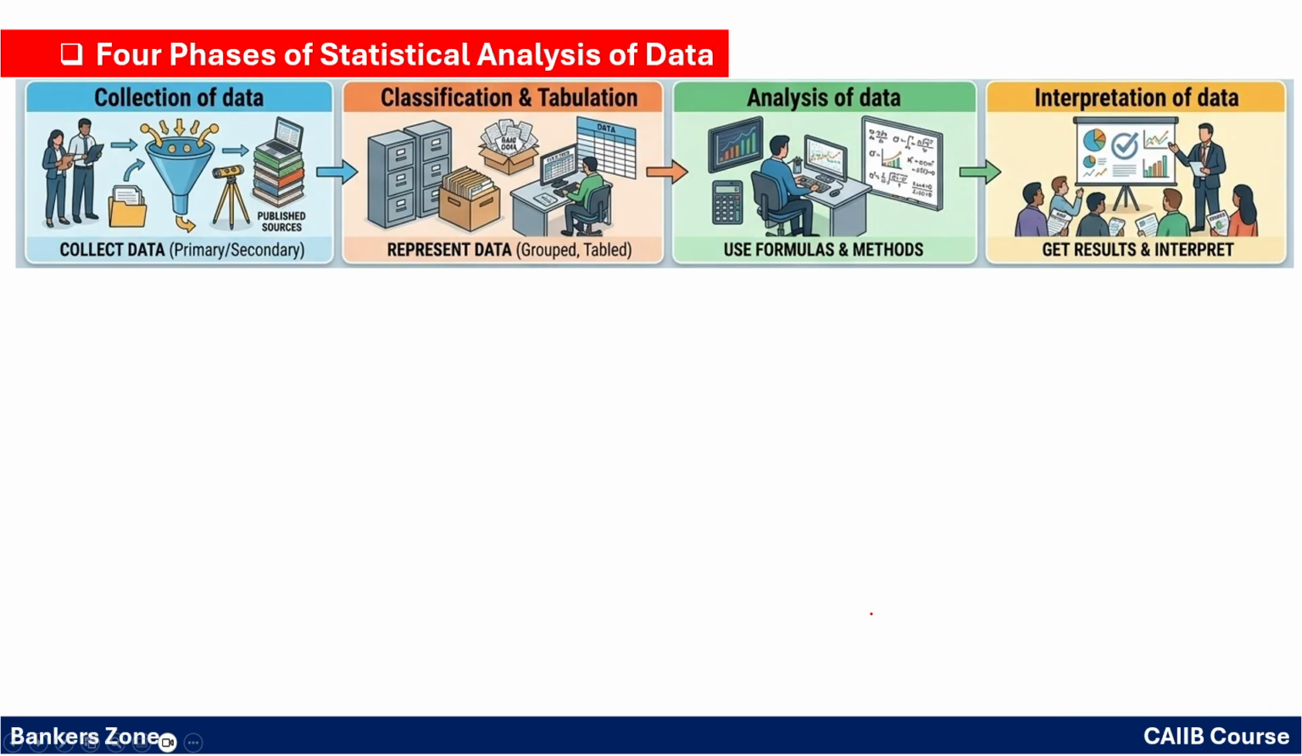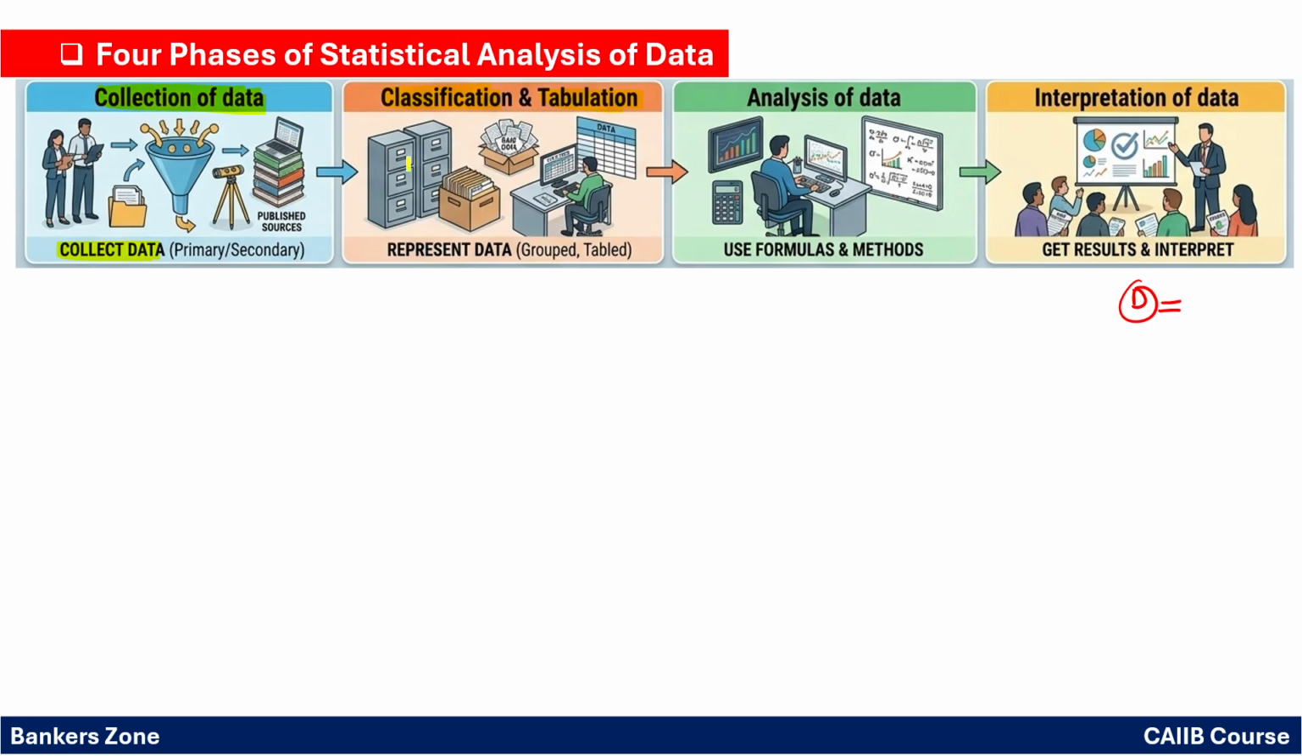Okay, now see, there are four phases of statistical data analysis. When you have data and have to analyze it, you have to follow four stages, right? First is very simple: you need to collect the data. Collection of data is important. Once you collect the data, you have to classify it and make tables, right?